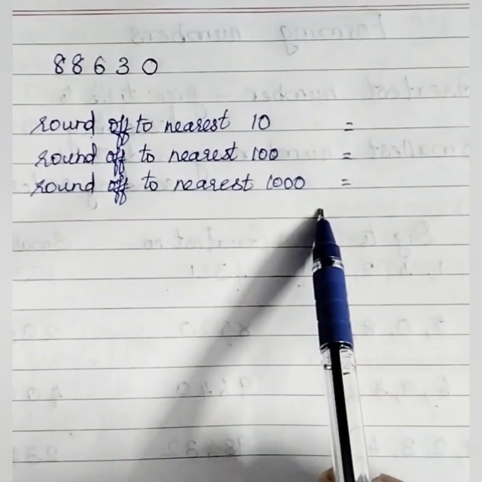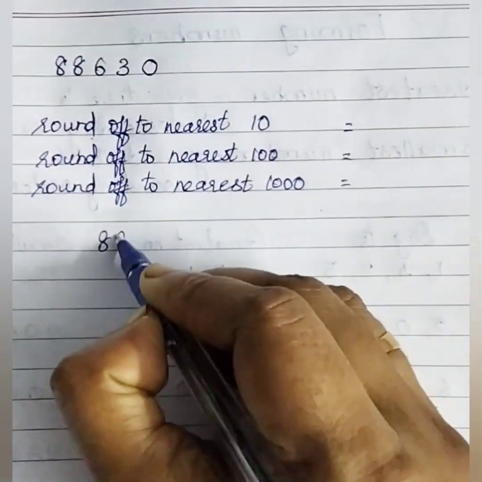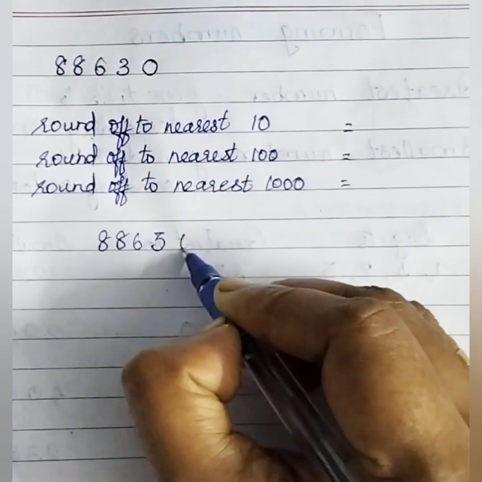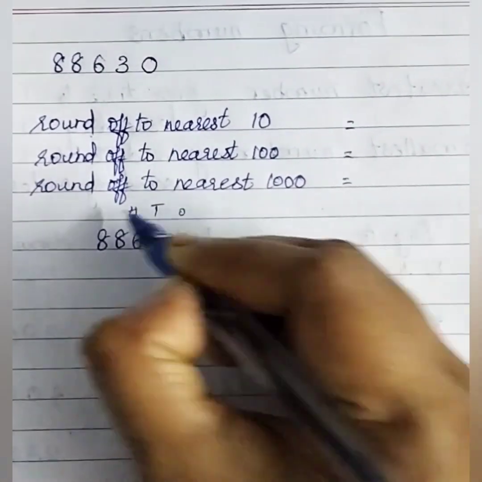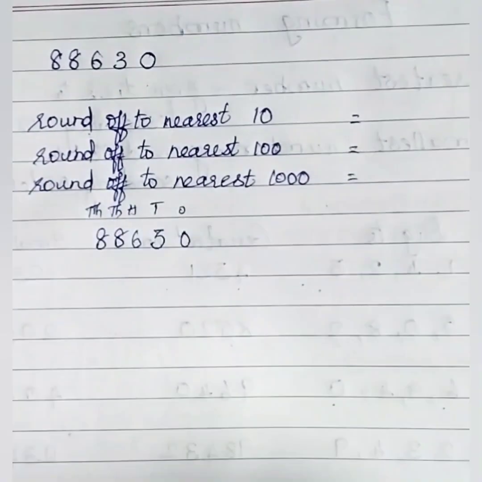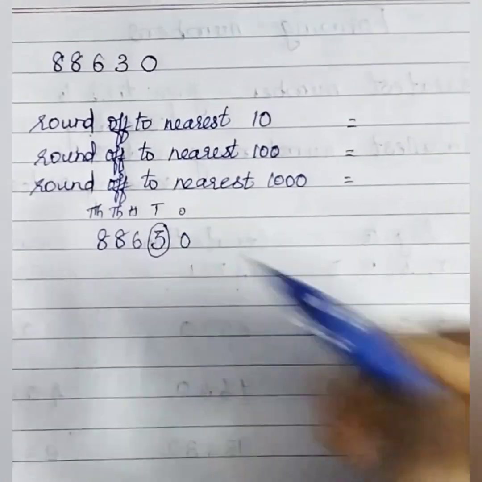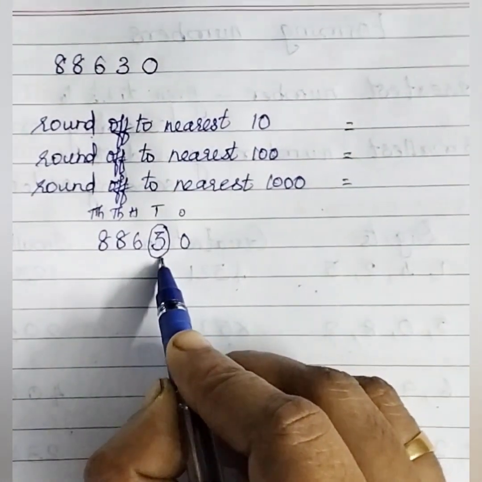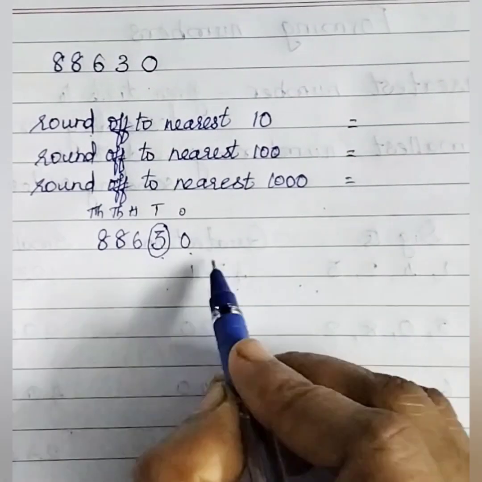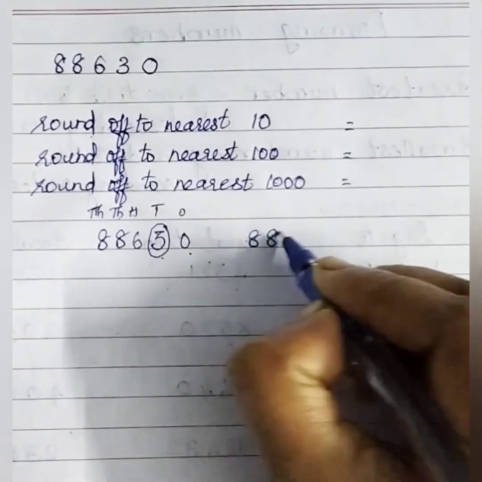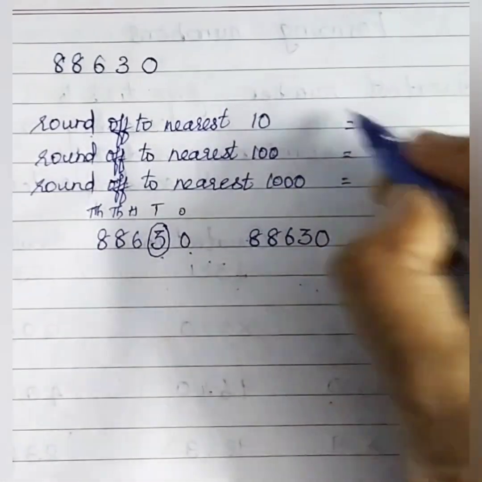In this question, we are going to round it off to nearest 10, 100 and 1000. Let us take the question. It is 88,630. First we are going to round it off to nearest 10, and the digit at tens place is 3. To its right it is 0. 0 is a weak number, so there is no change. 88,630 remains the same.